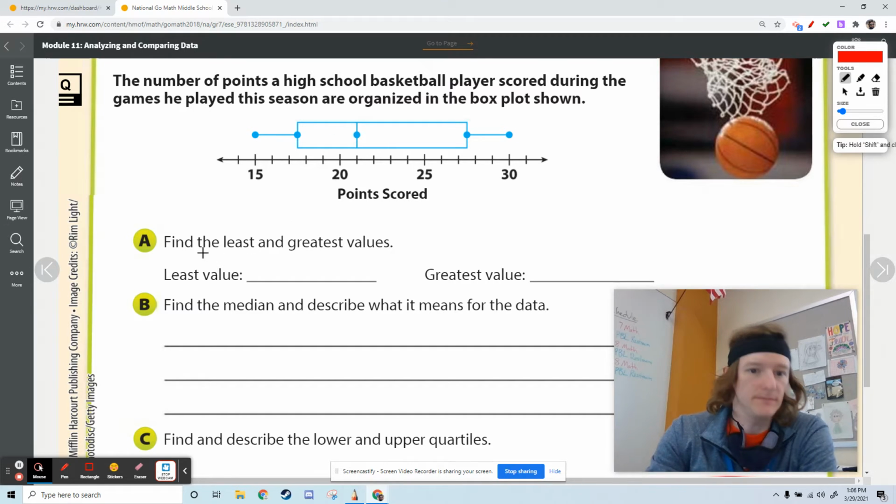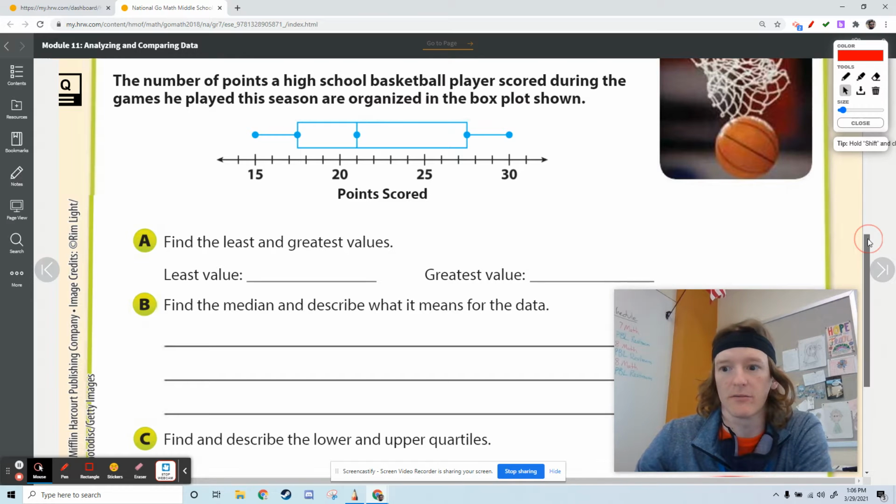Okay, so we're going to find the least and the greatest values.